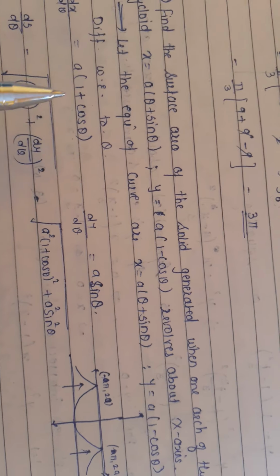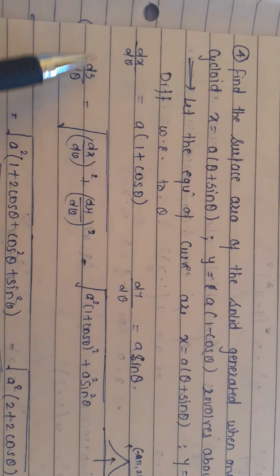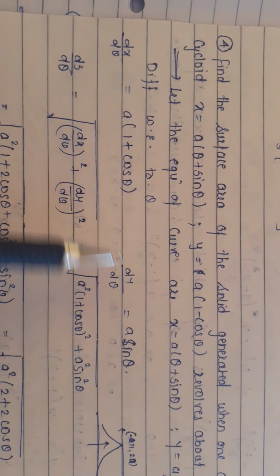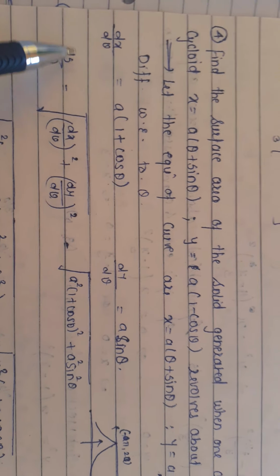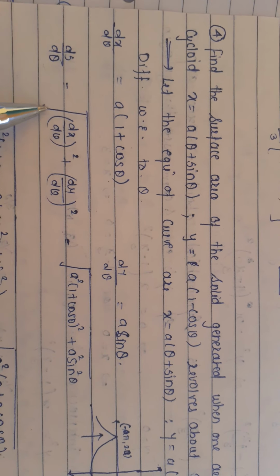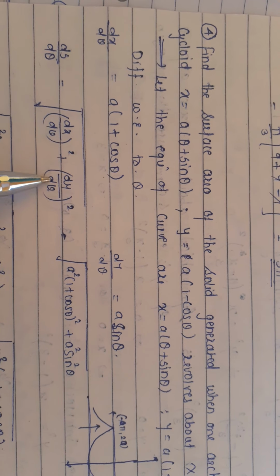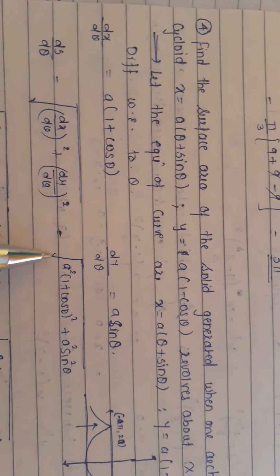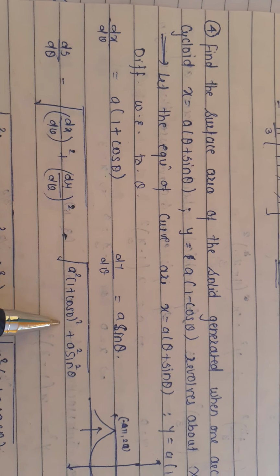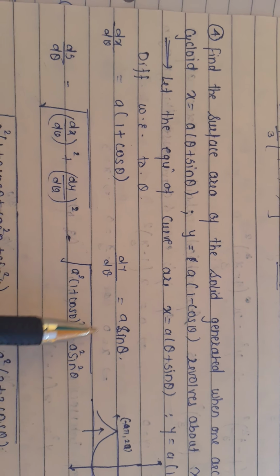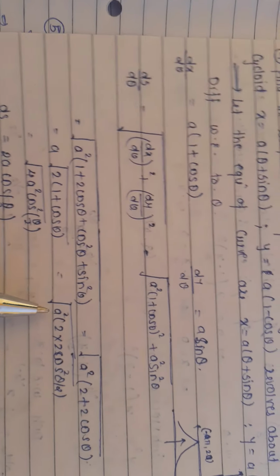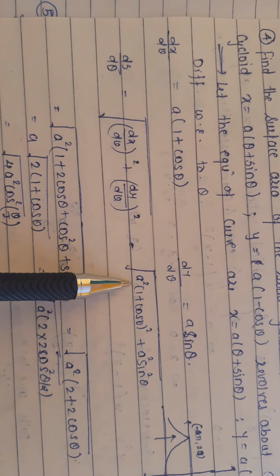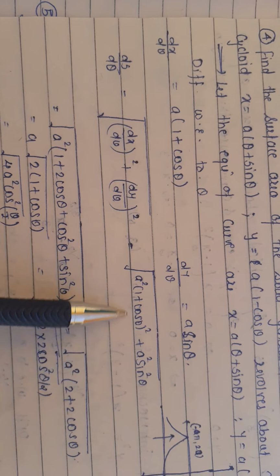Then differentiate with respect to theta, so we get dx/d theta = a(1 + cos theta), dy/d theta = a sin theta. Then ds/d theta equals the formula, square root of (dx/d theta) squared plus (dy/d theta) squared. Therefore applying the values, we get a squared (1 + cos theta) squared plus a squared sin squared theta. Now we have the derivatives, and by putting the values we get this equation.